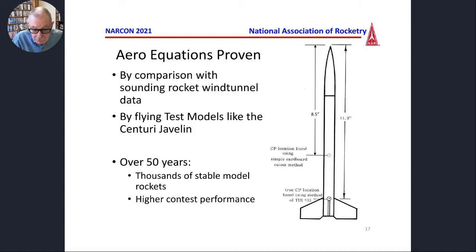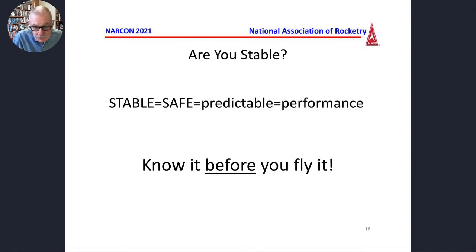Since then, over the last 50 years, there have been lots and lots of rockets flown that have been analyzed using these equations, and they have all gotten good performance, good safe flights. So the bottom line, I come back to it: are you stable? You want to be stable because it's safe. You want to be stable because it's predictable. You know that it's going to fly in a predictable fashion, and you're going to get good performance out of a safe, stable rocket. But you want to know it before you fly it, so you need to do the analysis.